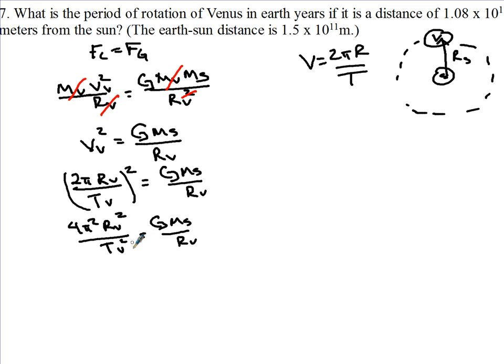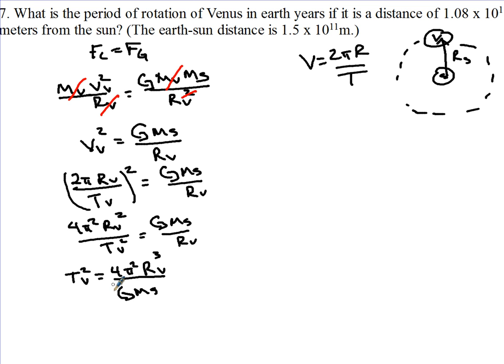Let me solve this for the period of Venus squared. Cross multiply. The period of Venus squared has got to equal 4 pi squared, the radius of Venus, now I'm going to have 3 of these, cubed, divided by G times mass of the sun.